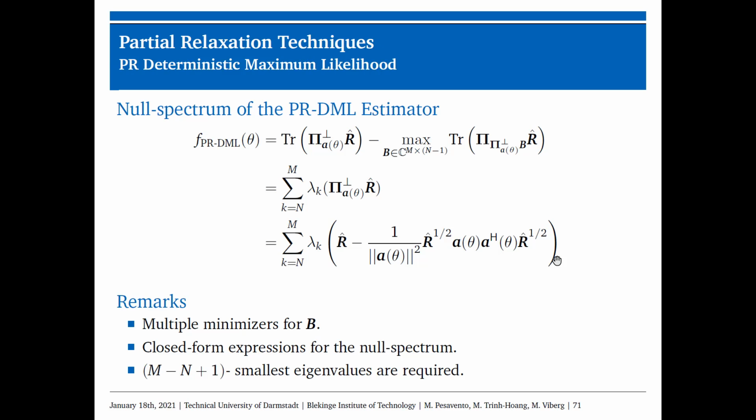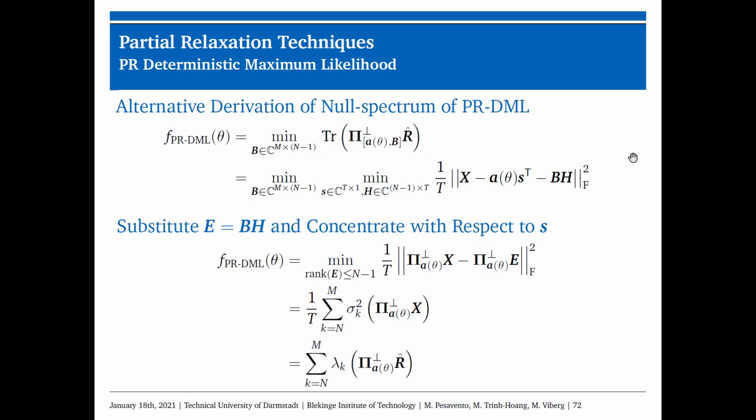Up until now, we see that the derivation of the PRDML estimator may seem a little bit complicated, and rather technical. So in the following slide, we will introduce an alternative derivation which utilizes a different concentration order, which may be a little bit easier to follow. In this alternative derivation, we first recall the original least squares problem of the DML estimator as follows.